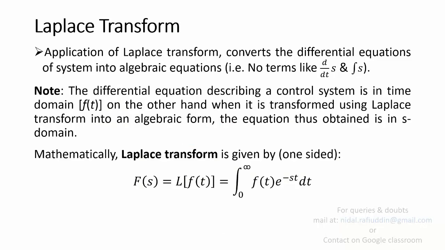Now, why does Laplace transform make it easier compared to the solution to differential equation? It's easy because it converts the differential equations of the system into linear algebraic equations. So you won't find terms like d by dt and integrals. After applying Laplace transform to the system, what you get is the linear algebraic form, and that is very easy to solve. But note that the differential equation describing a control system is in time domain. On the other hand, when it is transformed using Laplace transform into an algebraic form, the equation thus obtained is in S domain.